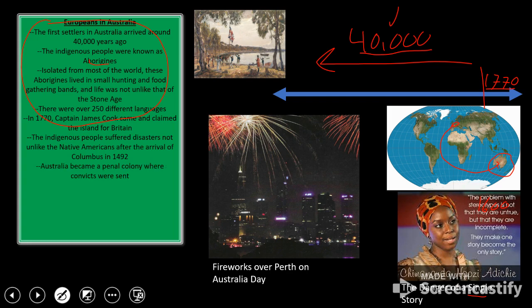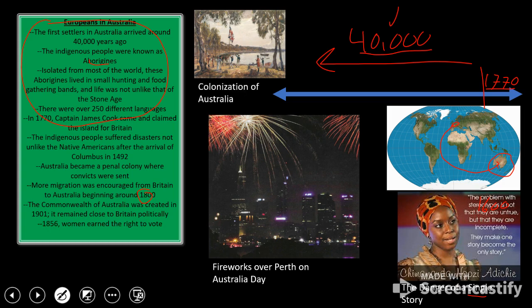Australia eventually became a penal colony where convicts were sent as well. But migration was eventually encouraged from Great Britain to Australia beginning around the year 1800. And Australia as a commonwealth was created in 1901. It remained close to Britain politically. And actually in 1856, women earned the right to vote.